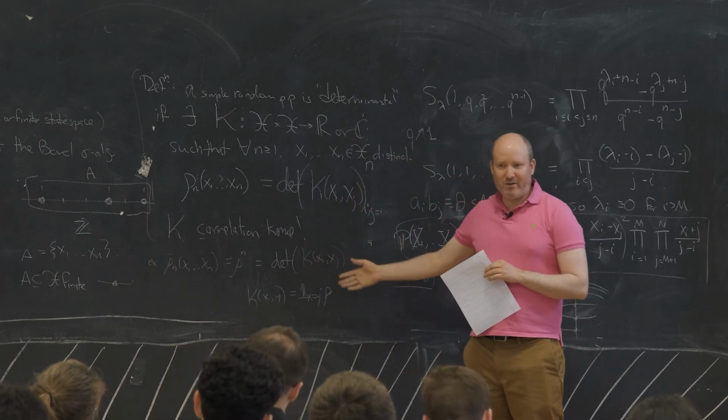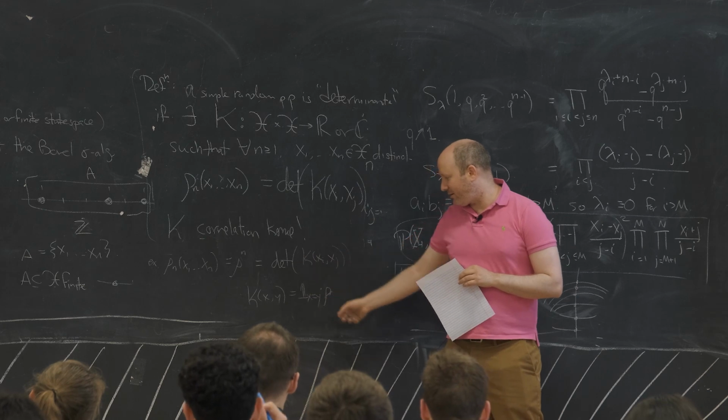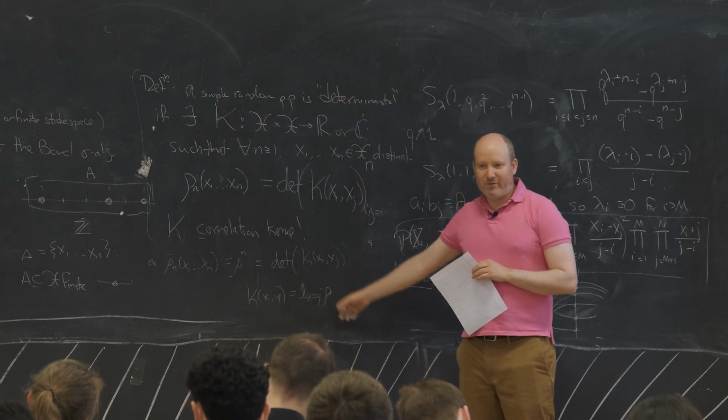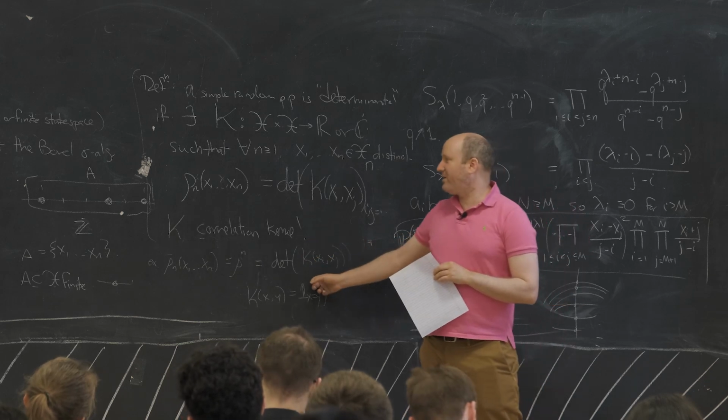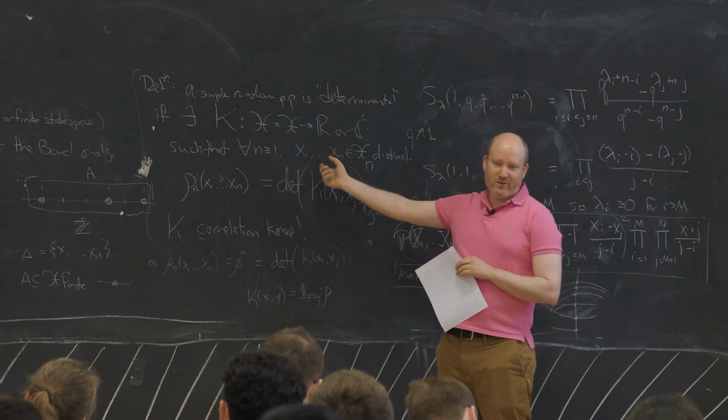Now, it's a diagonal matrix, so the determinant is just the product of the values on the diagonal, and so you get rho to the n. So this is a special case of a determinantal point process.